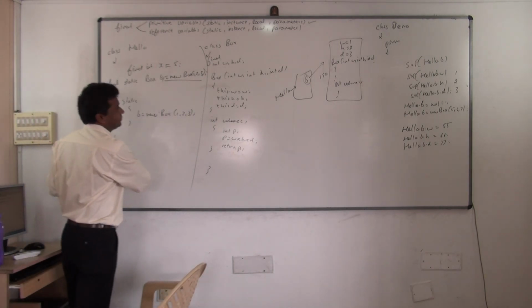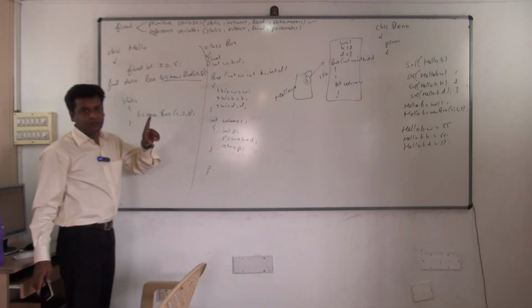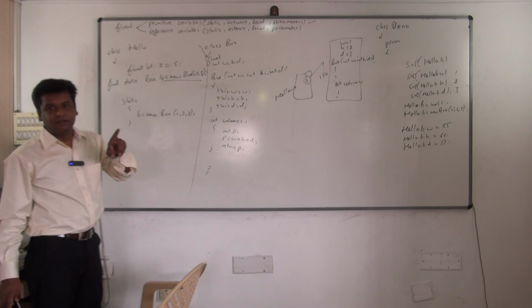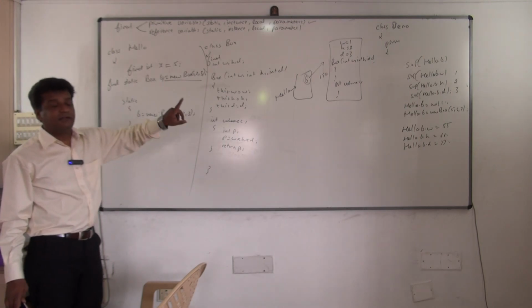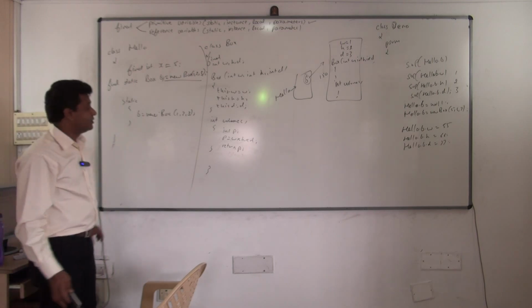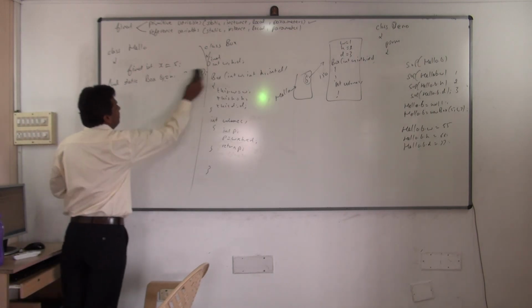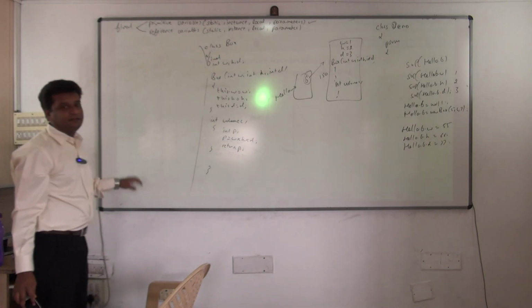I'll clear this. And now B will be referring to only one object. Understood? And it is static. The life of the static variable is very vast. Till your JVM shuts down, this B object will be alive. Understood? Static variables have a very long life. Remember that.